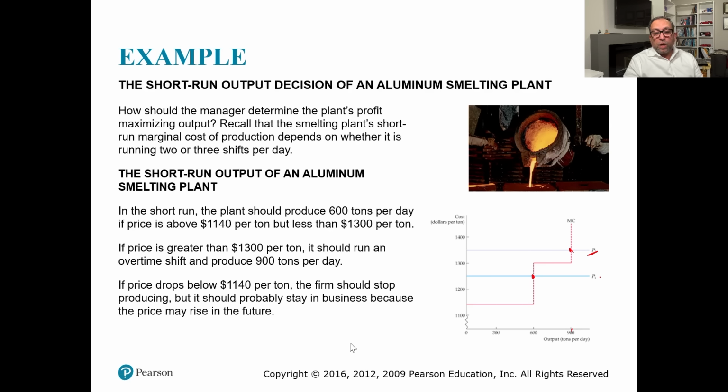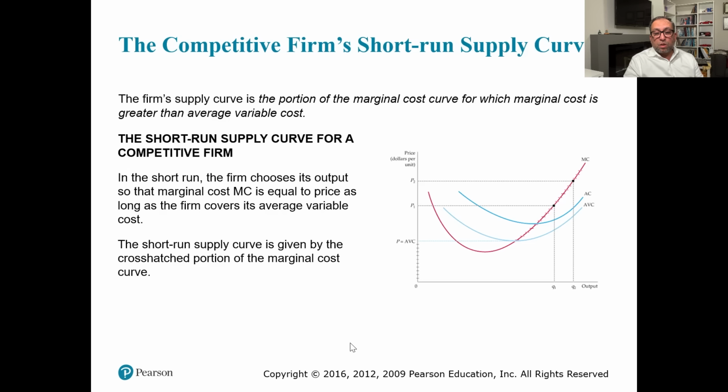So again, the firm supply curve is the portion of the marginal cost curve for which the marginal cost is greater than the average variable cost. Short-run supply curve for a competitive firm: in the short run, the firm chooses its output so that marginal cost is equal to the price, as long as the firm covers its average variable cost.